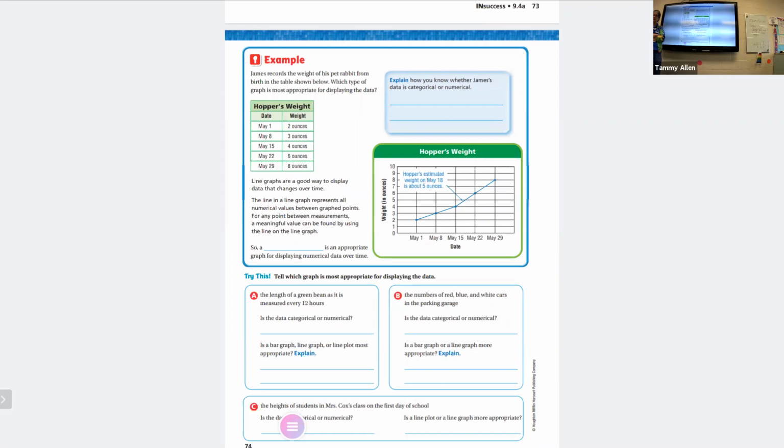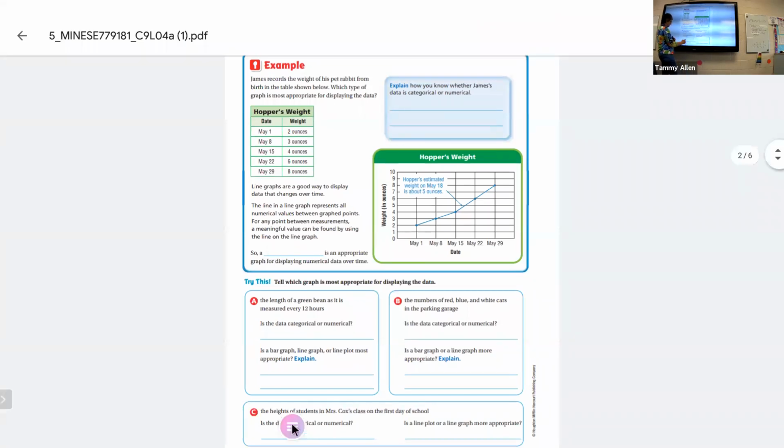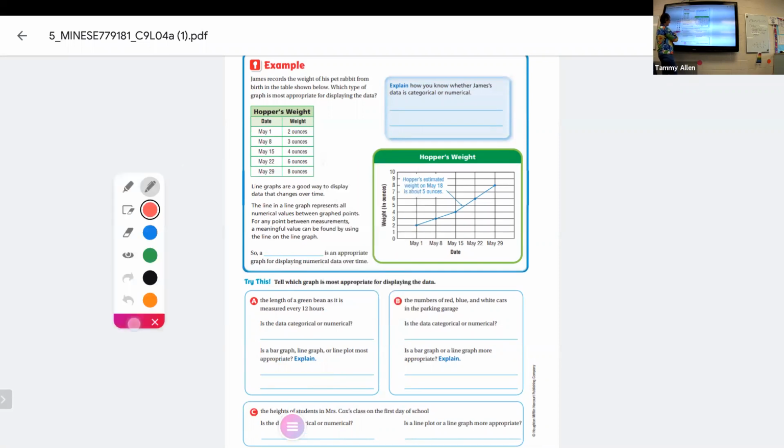Numerical. It's numerical data because it is showing measurements. It's the weight of his rabbit. It's going to show the change of the weight over time. And because it's showing change of weight over time, then a line graph would be the best. And we show in this that as the rabbit got older, its weight got bigger. All right? So a line graph would be appropriate for displaying this numerical data over time.